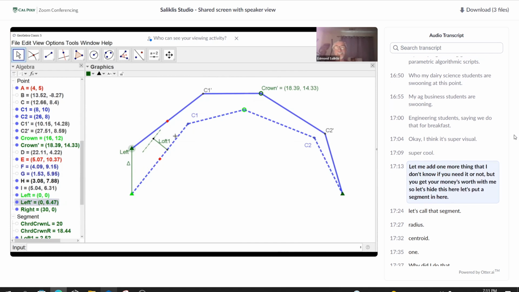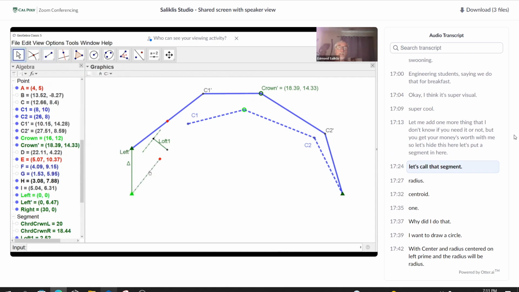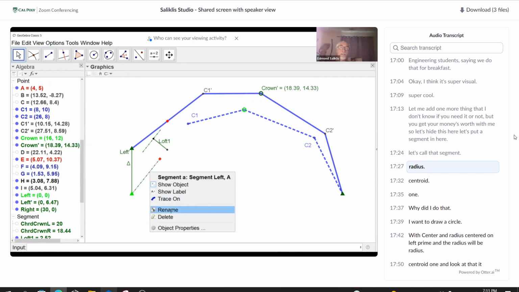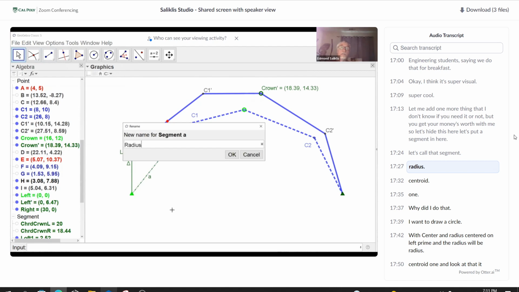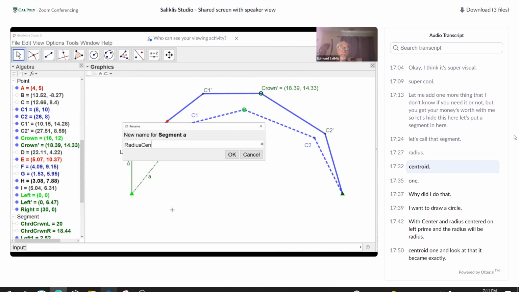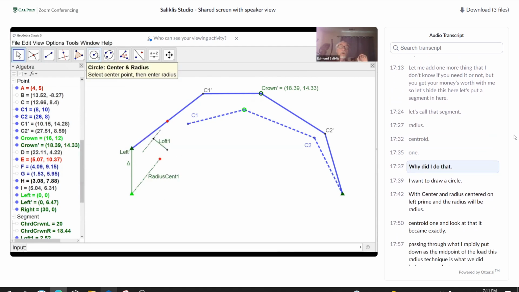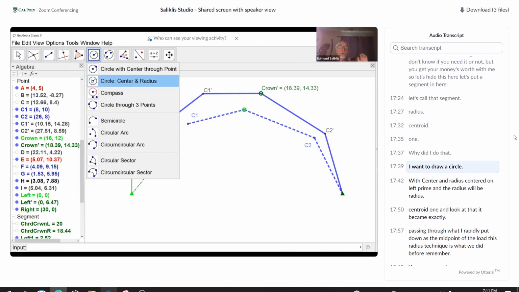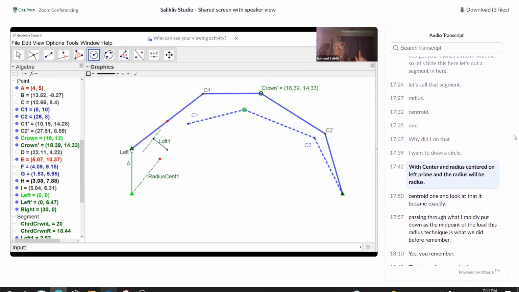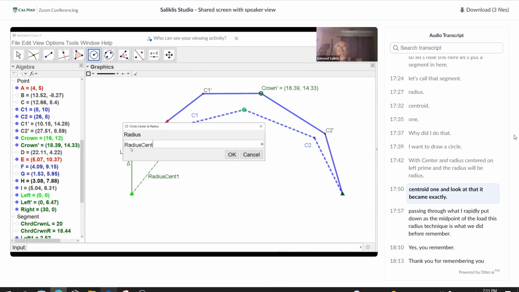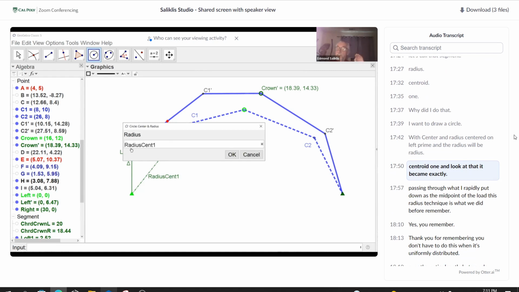Let me add one more thing that I don't know if you need it or not, but you get your money's worth with me. So let's hide this here. Let's put a segment in here. Let's call that segment radius, centroid 1. Why did I do that? I want to draw a circle with center and radius centered on left prime. And the radius will be radius centroid 1. And look at that.